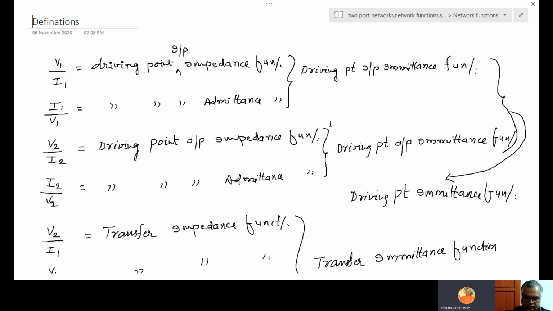So today's topic is network functions. What is the definition of network functions?